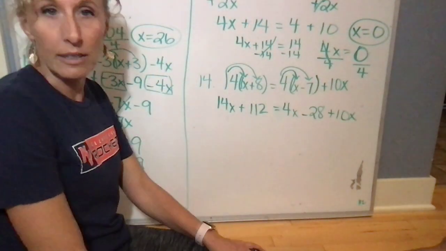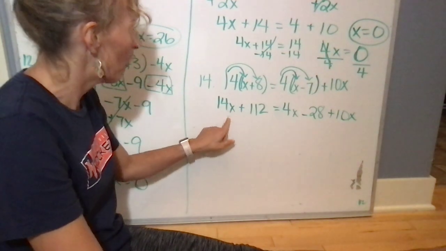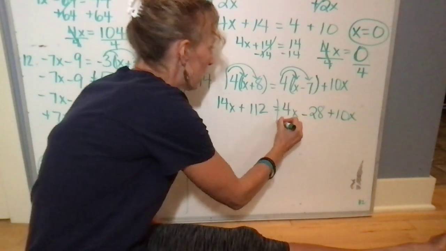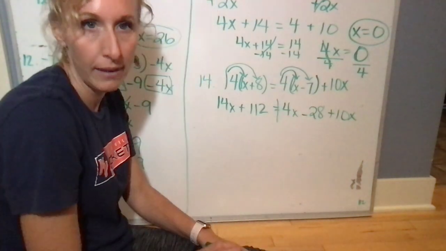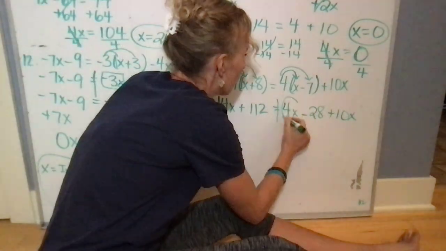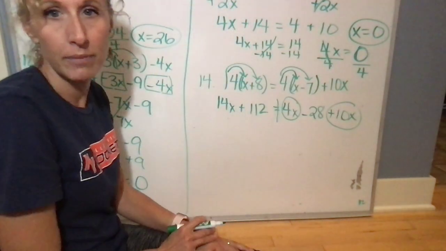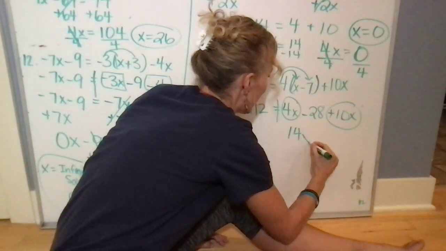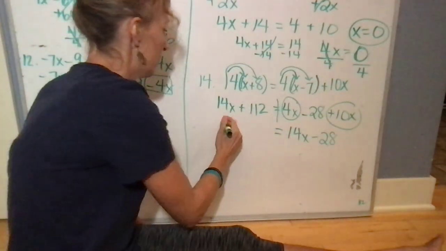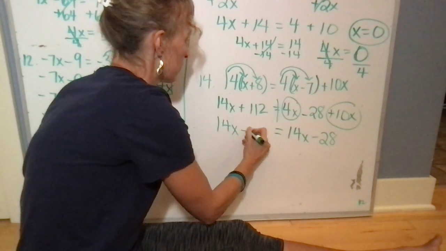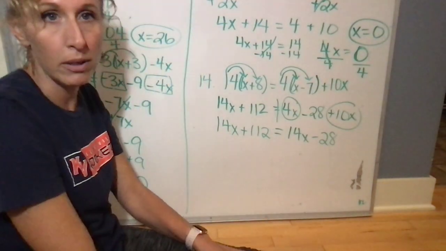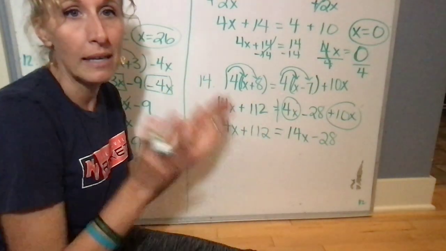Okay, let's look. How many variables do we have? We've got 1, 2, 3. All right, so we got to do something about that. If you look at both sides, there's only 1 on this side, but there's 2 on that side, right? So if there's 2 on the same side, we must put them together. Let's do that. 4x plus 10x gives us 14x on this side. Bring down minus 28 and put that back on there. Equals, now we didn't do anything to this side yet, so let's put it back down. 14x plus 112.